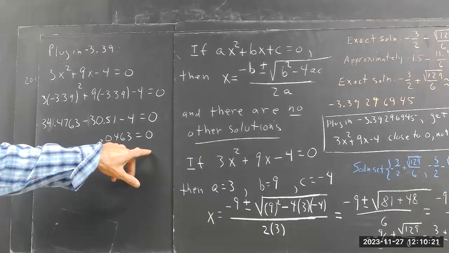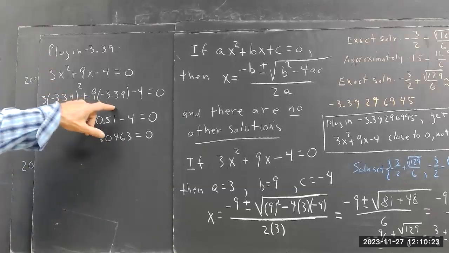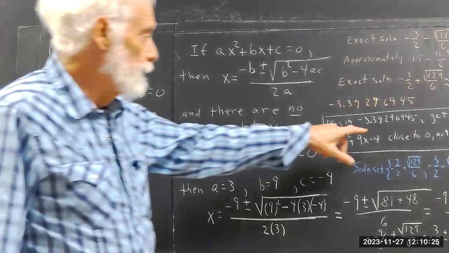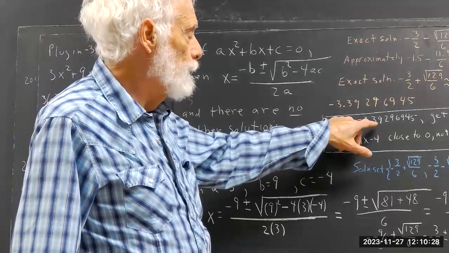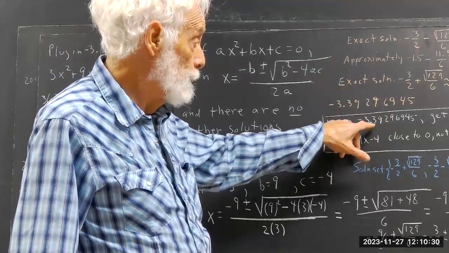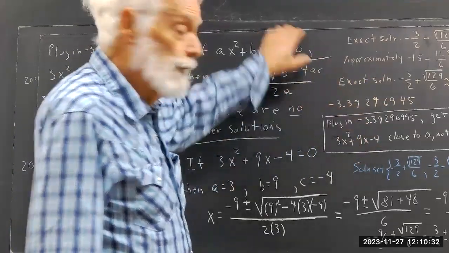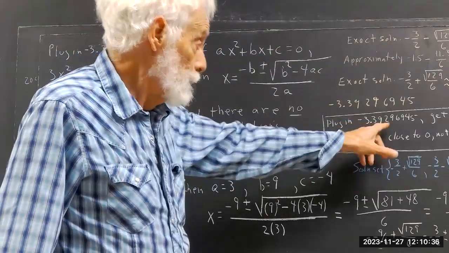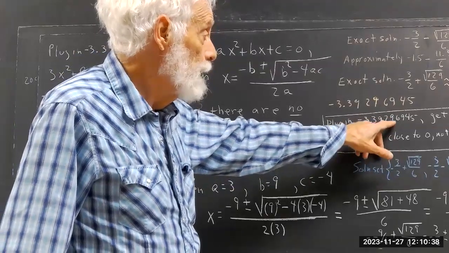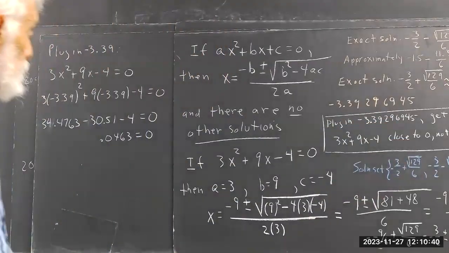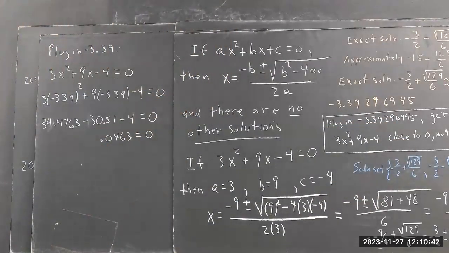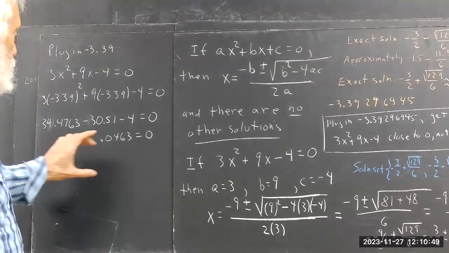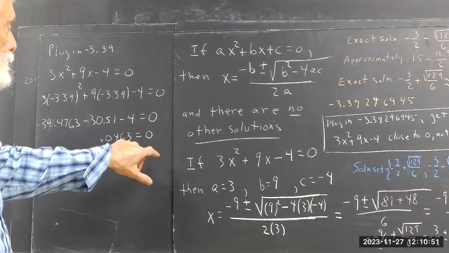Okay. Even though this is an accurate solution to two significant figures, negative 3.39, the more accurate solution is negative 3.3929. Now that rounds off to 3.39, but all the numbers in all those other decimal places will reduce this result by quite a bit. Okay, and we'll get a lot of zeros and then some digits equal to 0.